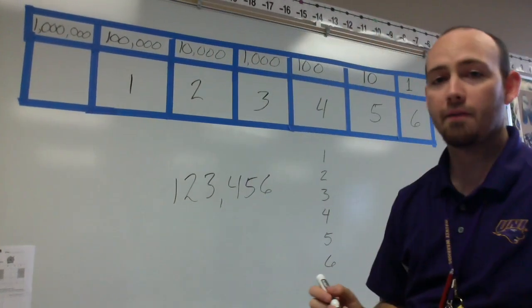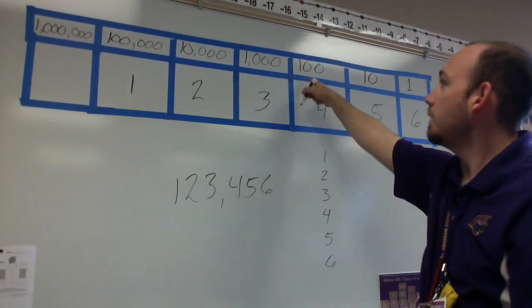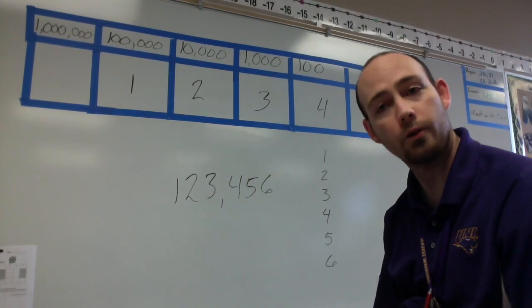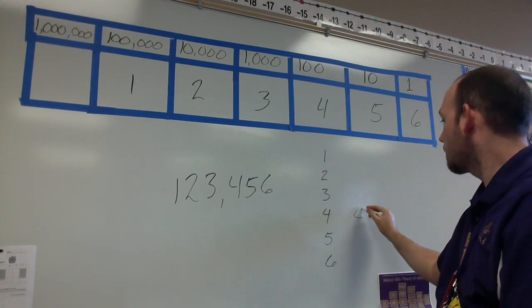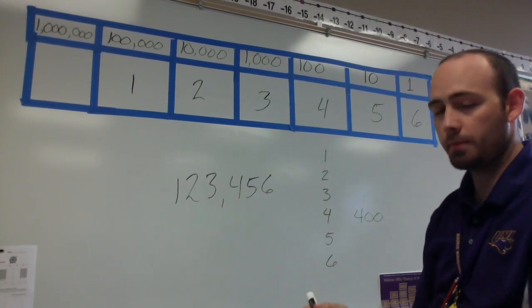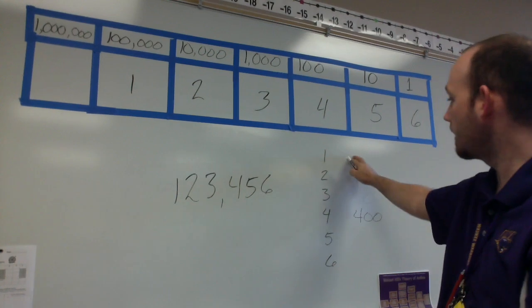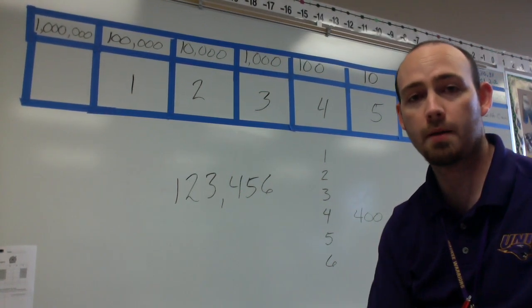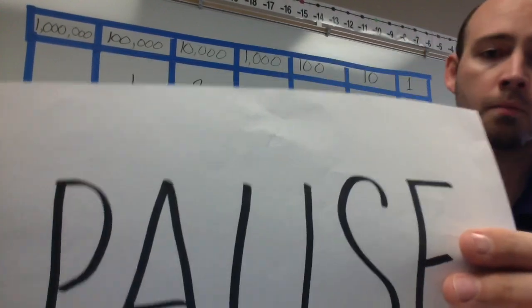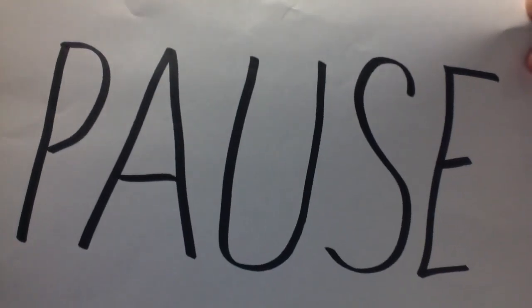So if we're looking at that 4, it's a 4 in the hundreds place. That means I have 4 hundreds, 100, 200, 300, 400. So that is worth 400. So I'd like you to finish the rest of these missing values and pause your video now to do that.